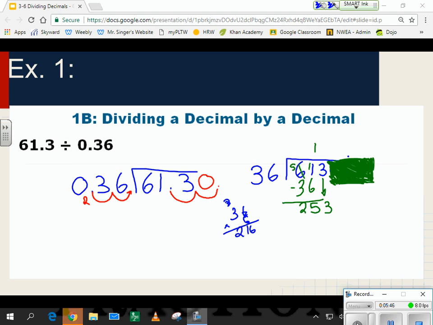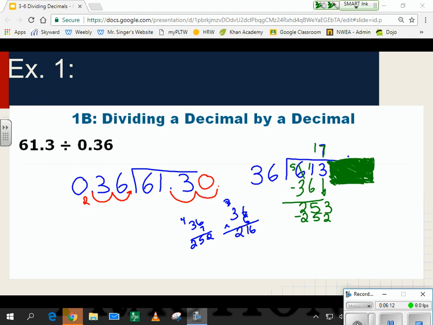What if I did 36 times 7? Now I'm just going to see if I'm close enough. 6 times 7 is 42, carry the 4. 7 times 3 is 21, plus 4 is 25. And I can see that number works really well. It actually gets me even closer. So 7 is the number I'm going to put up on top, which gives me 252.